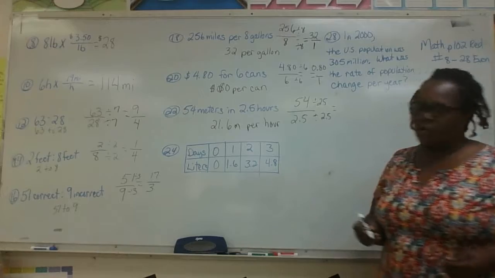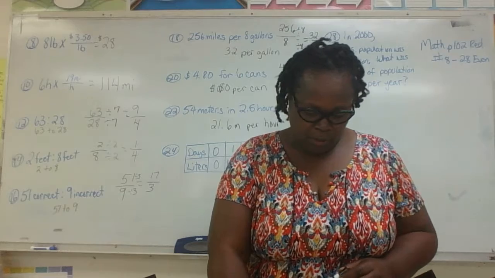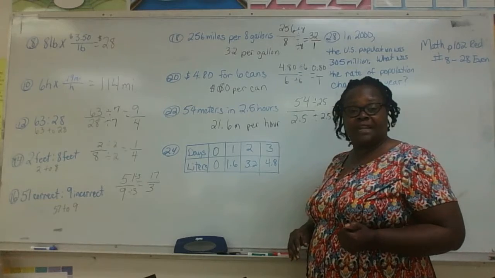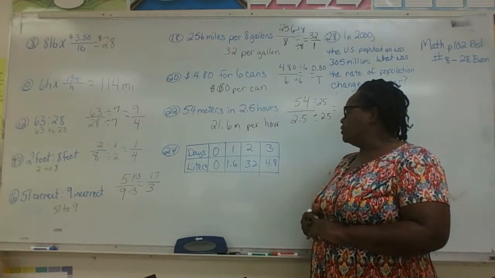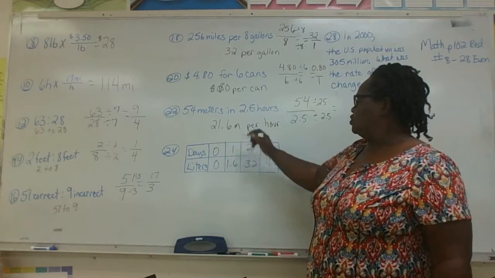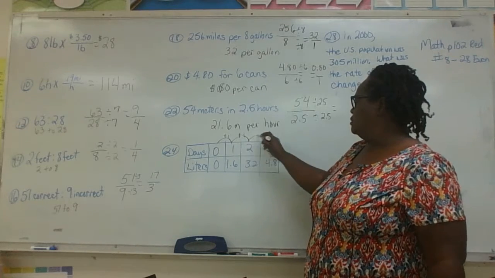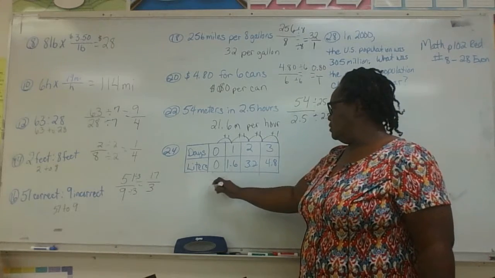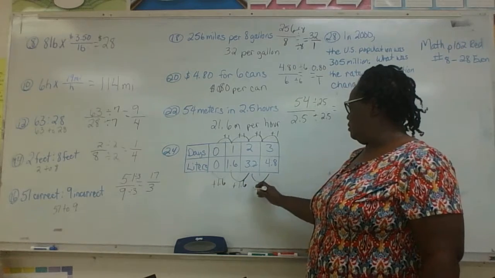Now, on number 24, it asks us to find the rate. Okay, this is similar to finding the slope of a line. If you recall us finding the rise over the run. So what we would need to do is discover the difference between each unit. In this case, this is plus 1, plus 1, plus 1, plus 1. Here, this is plus 1.6, plus 1.6, plus 1.6.